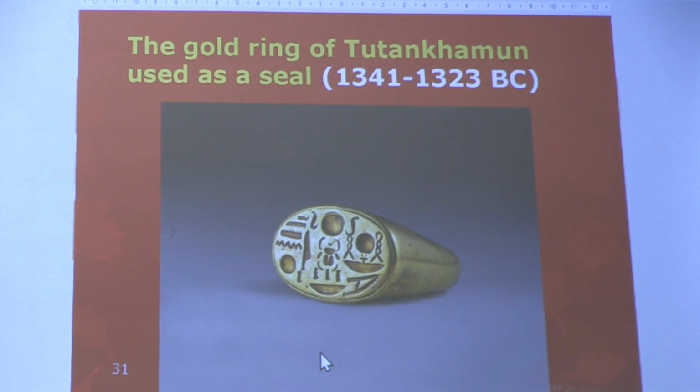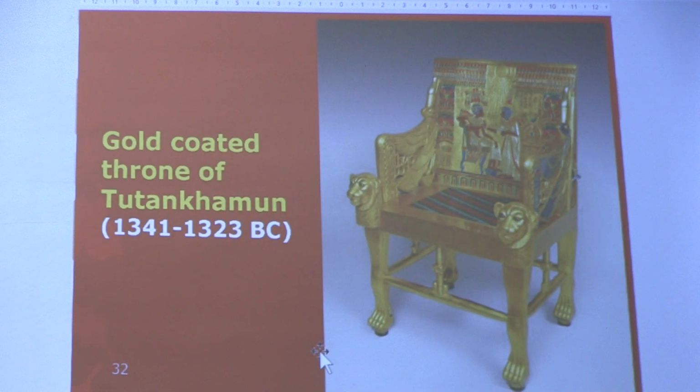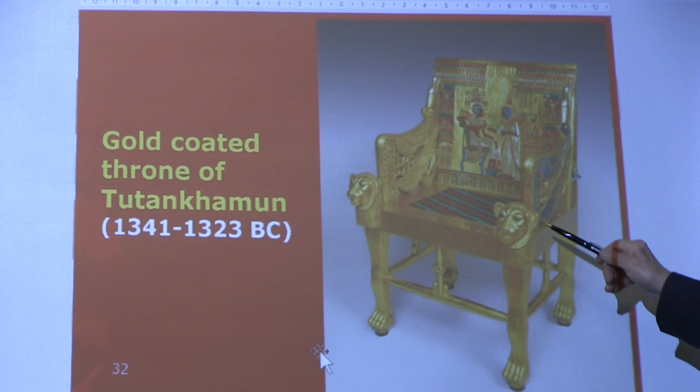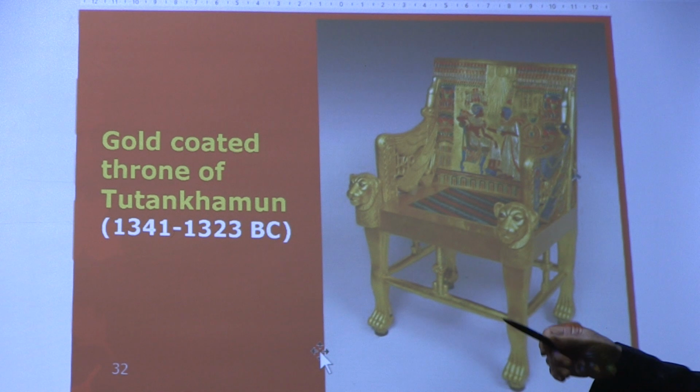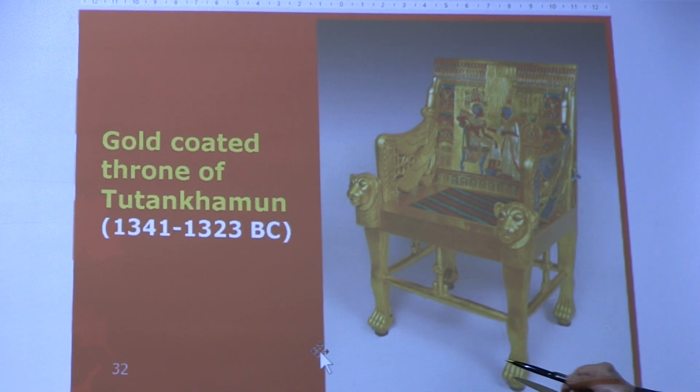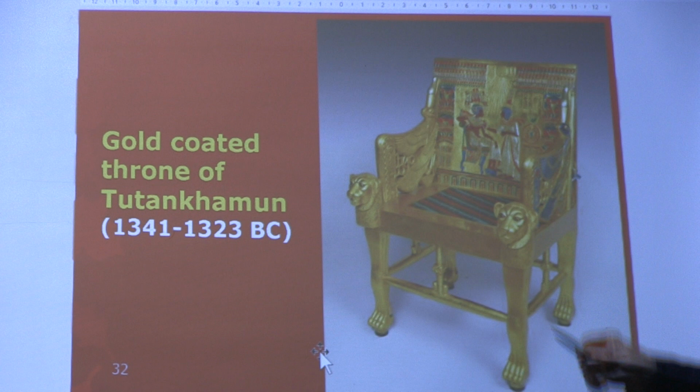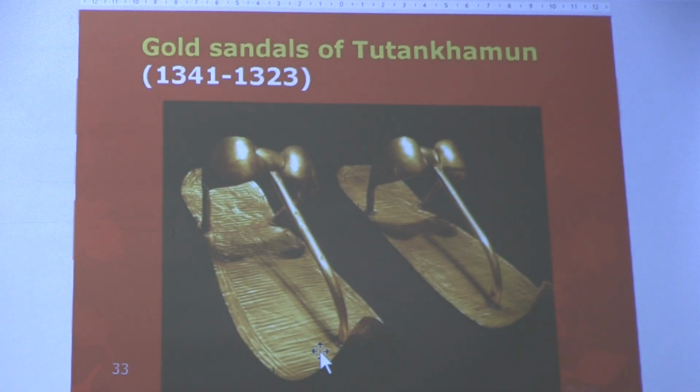And this is his ring seal, Tutankhamun's ring seal. His name is on it. And this is a very famous, perhaps one of the most famous thrones in the world, totally coated with gold. Lions, as you can see, they were always respecting lions, lion feet also. Beautifully decorated gold throne. Also, he, of course, had golden sandals, Tutankhamun's golden sandals.